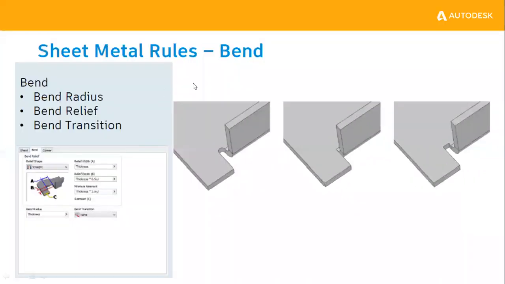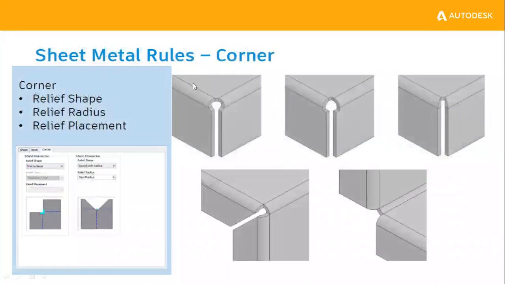So what we see in this one, right? Bend as well as the corner. So where we will be having different relief shapes in the corner, maybe round, square, as well as for arc weld and like this.